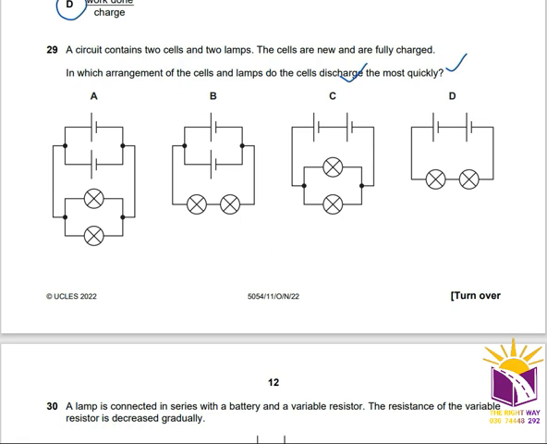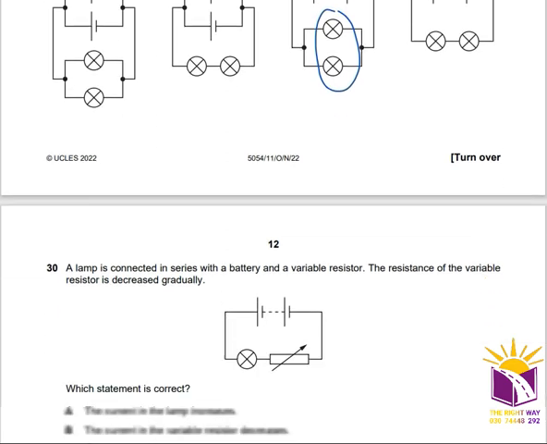And in the bulb arrangement, if our bulbs are arranged in parallel, they are going to discharge the cells quickly. So here our bulbs are in parallel. So C is the right option.